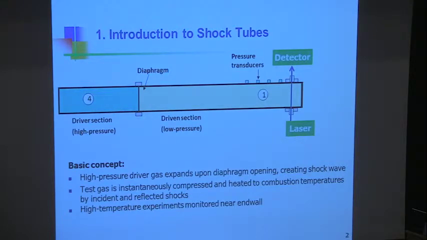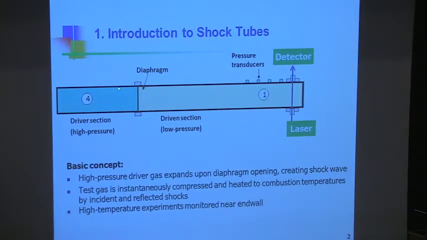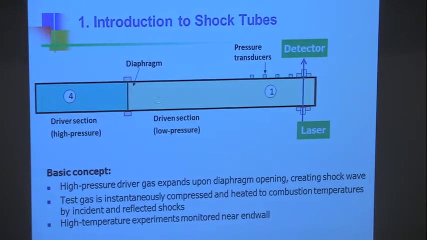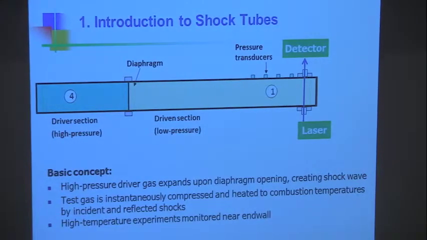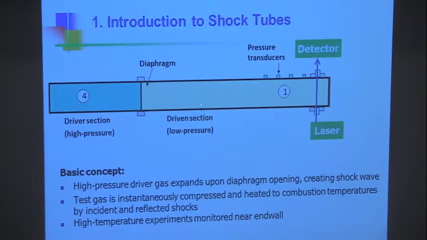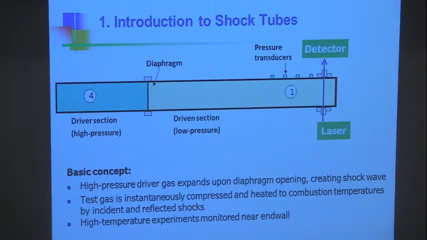In most cases, the shock tube is a long tube, typically about 100 diameters long, divided into two sections: a high-pressure driver section where we put gases to break this diaphragm, separating the lower pressure chamber, which is filled with our test gases. So it's the low-pressure section, also called the driven section, typically filled with test gas. We call that region 1. We call this region 4.